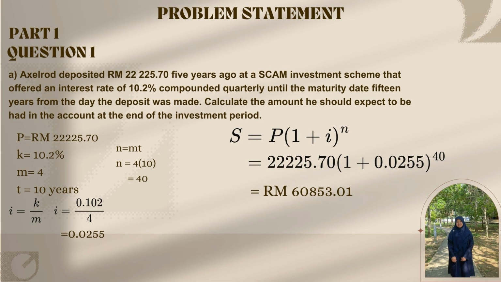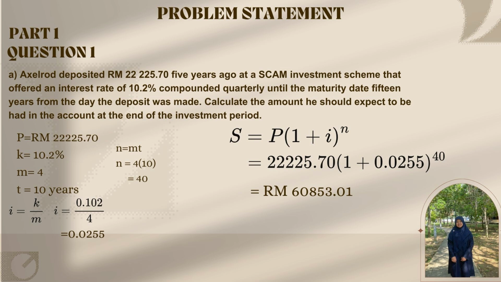Axelrod deposited RM22,225.70 in a scam investment scheme 5 years ago. This scheme offered an interest rate of 10.2% compounded quarterly. The investment period is for a total of 15 years. We need to calculate the amount Axelrod should expect to have in the account at the end of this period.